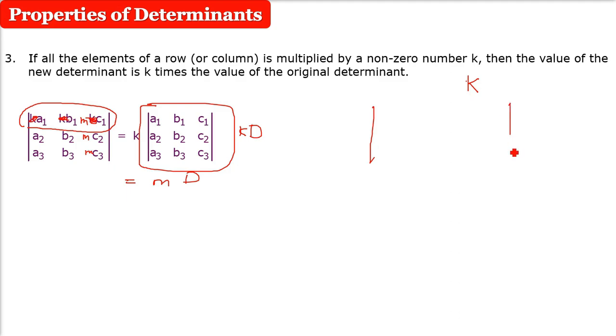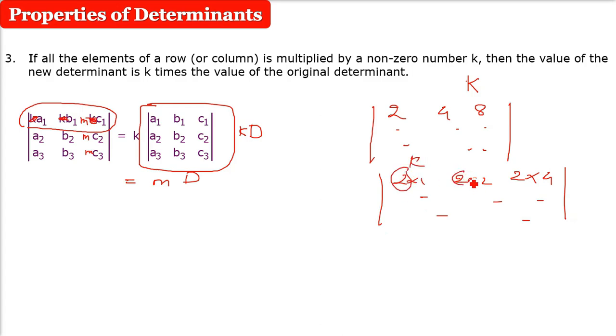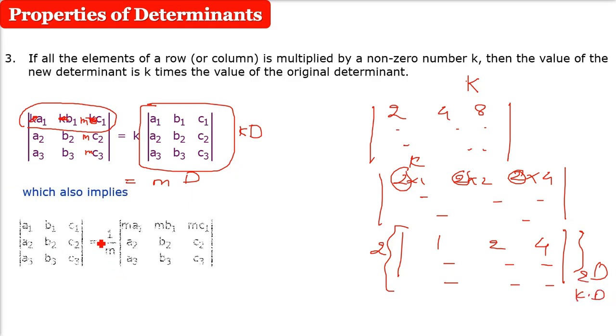Let me give you an example. Suppose you have 2, 4, 8, and the other elements can be anything. I can write 2 as 2 into 1, 4 as 2 into 2, 8 as 2 into 4. Now you have 2 common in all of these, so you can take 2 outside. This is equivalent to the k or m I am talking about. It will be 1, 2, 4, and inside the rest can be anything. This is k times D, where k here is 2. You can also multiply m inside and 1 by m outside, because the 1 by m multiplied inside cancels it out. Or you can say m can be taken out and m by m will be 1. It is the same thing. So a single row or single column multiplied by some scalar can be taken out, multiplying the whole determinant.